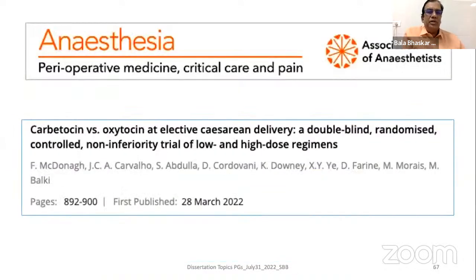And another one which was present in anesthesia. For example, in many places now carbetocin is being used to reduce uterine bleeding after cesarean section. It is said to be good in controlling the risk of PPH, and a single dose is enough as compared to an oxytocin infusion. So this was a study published in March 22. They compared carbetocin versus oxytocin in elective cesarean delivery, a double-blind randomized controlled non-inferiority trial of low and high dose regimens. This title is also very nice and attractive, but again, I will not go into the details here because it is good in terms of the design that is being mentioned.